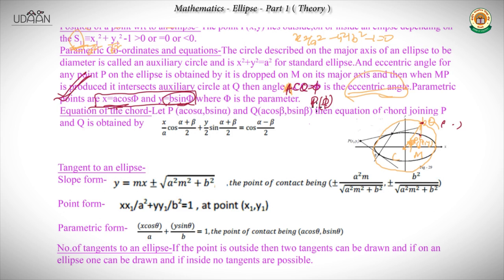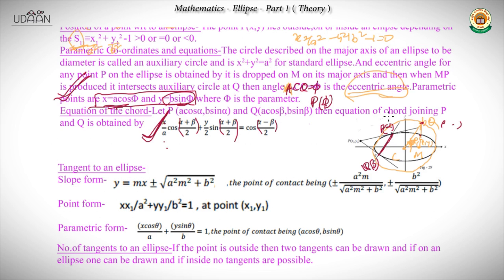The equation of the chord joining the points P of alpha and Q of beta is given by x by a cos of (alpha plus beta) by 2, plus y by b sin of (alpha plus beta) by 2, equals cos of (alpha minus beta) by 2. Very important equation, and we need to remember that. Diagrammatically, this is P of alpha, Q of beta, and the equation of the chord.